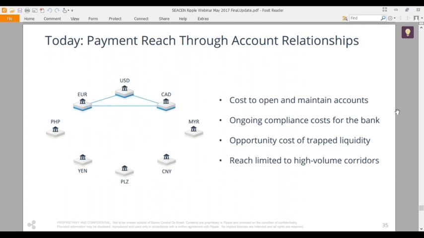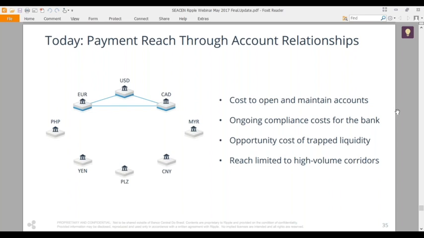Now, today, we enable payment reach through account relationships. These are pre-funded accounts that banks will have with each other to provide liquidity. A bank would open a Nostro account with its correspondent or a pre-fund account with another institution.